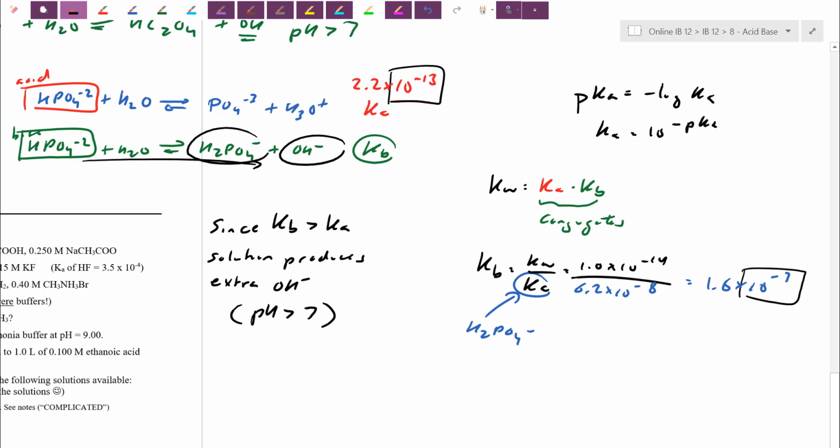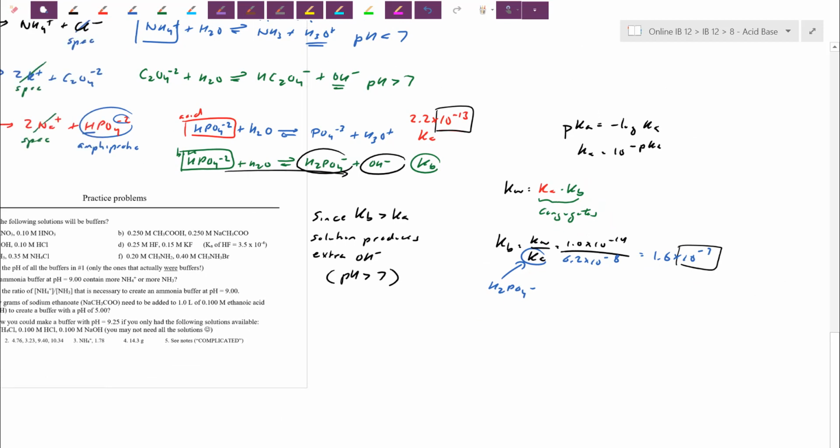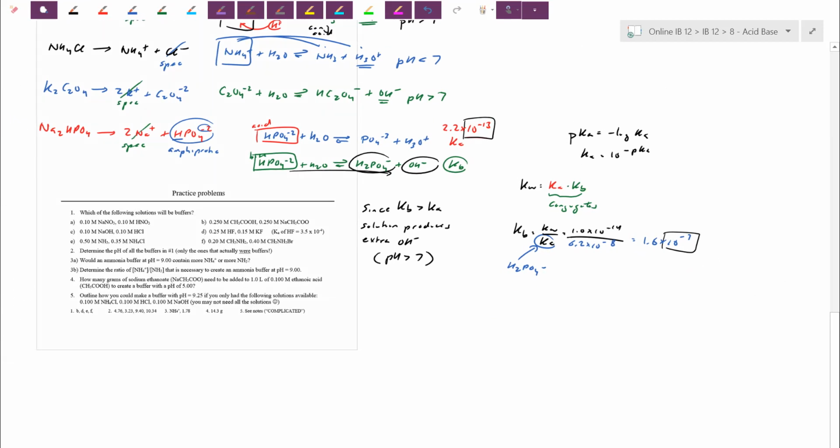I chose an amphiprotic compound where we had to compare Ka and Kb. In tomorrow's lesson, I'm going to choose one where maybe the positive ion wants to do Ka and the other one wants to do Kb. Still the same idea: whichever one is bigger tells you which one is predominant. The winner is going to knock the pH either into the basic region above 7 or the acidic region below 7.